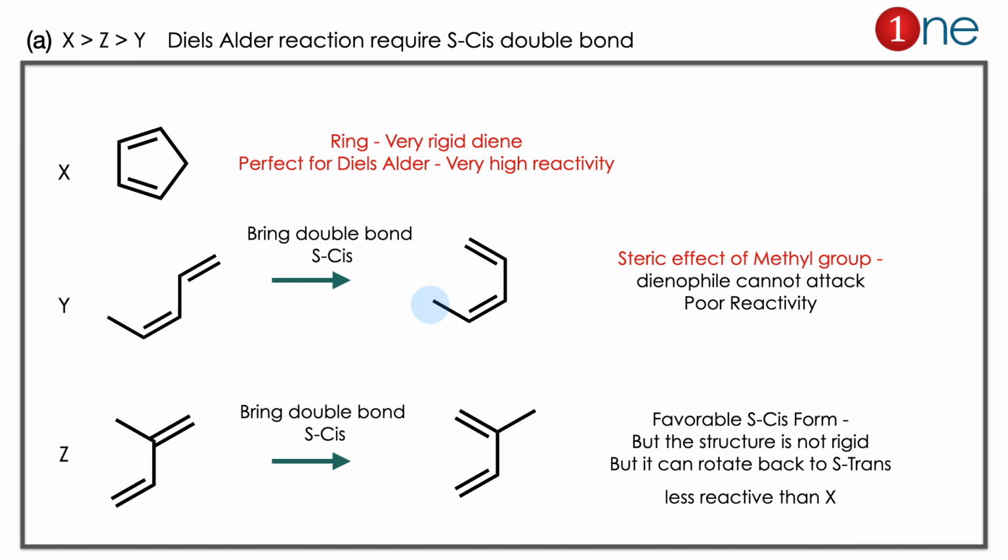Even though Z is in a favorable S-cis form, the structure is not rigid. So the reactivity will be lesser than X. Because the single bond can rotate, in X the bond cannot rotate. So X will have the highest reactivity, Y will be the least. So the order is X, Z and Y. So the answer is clearly A. Here the concept you have to learn is that Diels-Alder requires an S-cis diene with less steric hindrance.